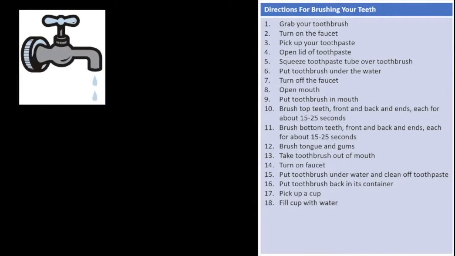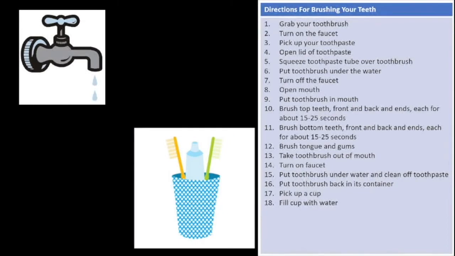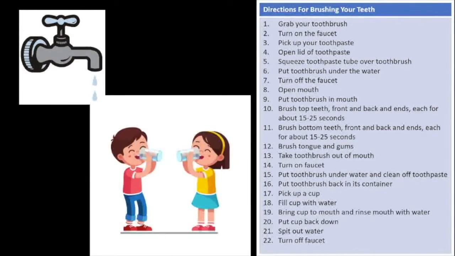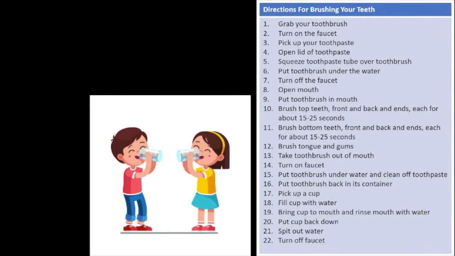Lines 14 through 18, turn on faucet, put toothbrush under water and clean off toothpaste. Put toothbrush back on its container. Pick up a cup, fill with water. And the last few instructions are bring cup to mouth and rinse mouth with water. Bring cup back down, spit out water, and turn off faucet. And those are the instructions for brushing your teeth.